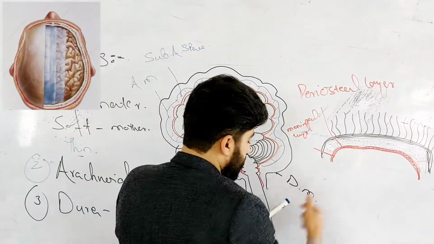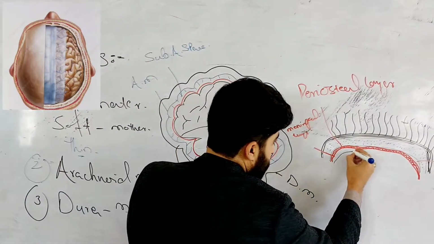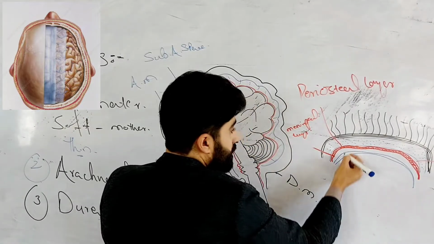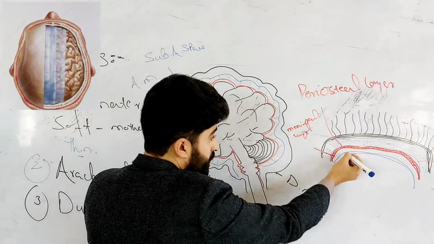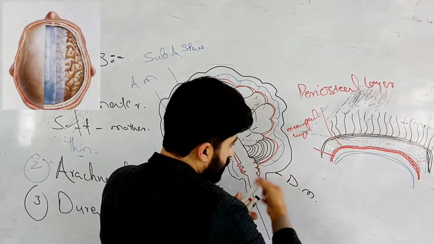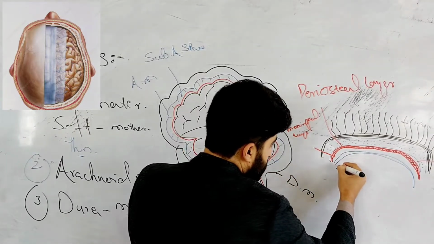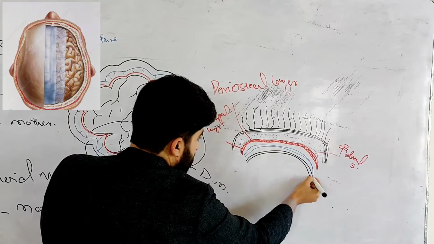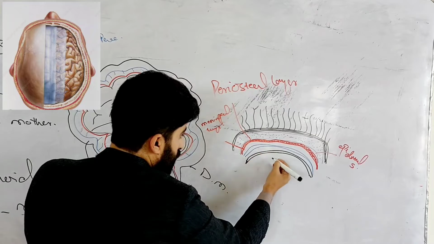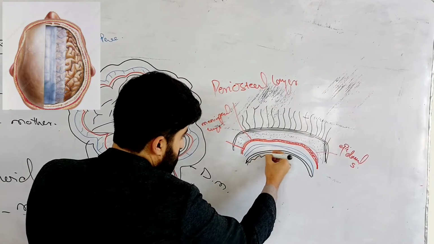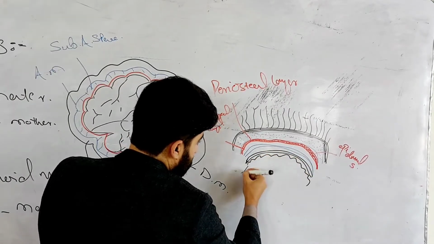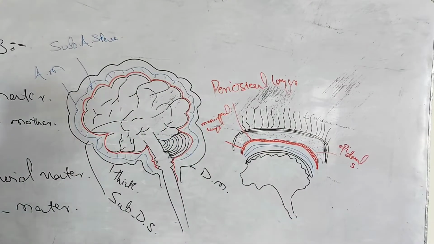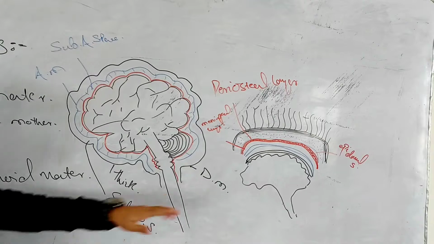Below this dura mater, arachnoid mater is present. This is the arachnoid mater, okay, and this space is the subarachnoid space, and below is the pia mater. This is the pia mater, which is very thin and covers the brain, and below this layer the brain is present. This is the brain.